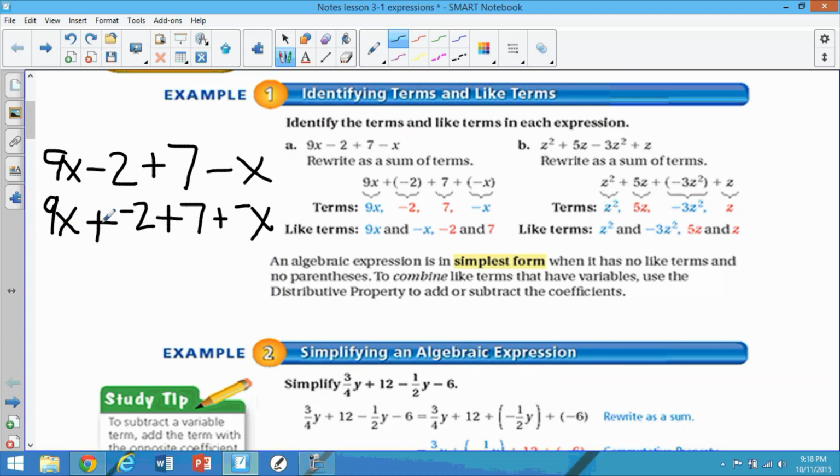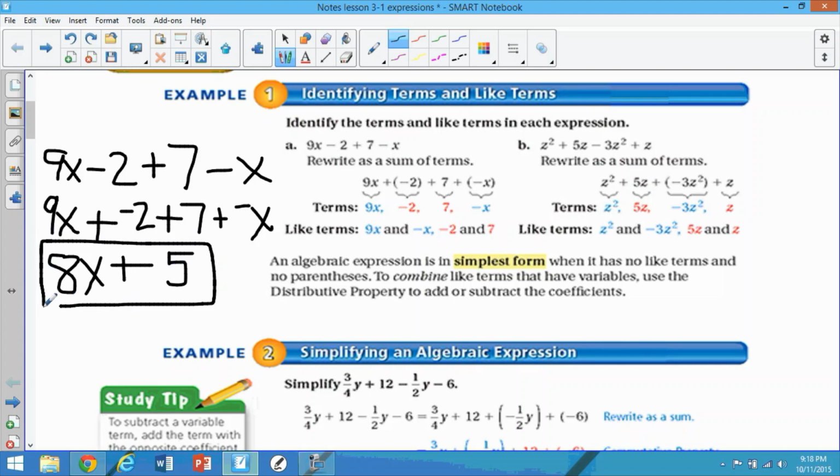So you have 9x plus a negative x, or plus a negative 1x. So 9 minus 1 is 8x. So that's 8x plus, and then a negative 2 plus 7 is 5. Because the signs are different, we subtract. So our answer then is 8x plus 5. Okay? That's how you would go about doing that.